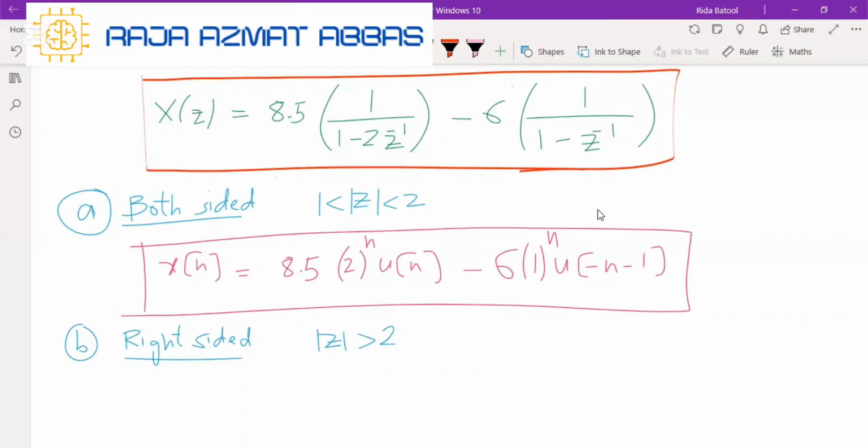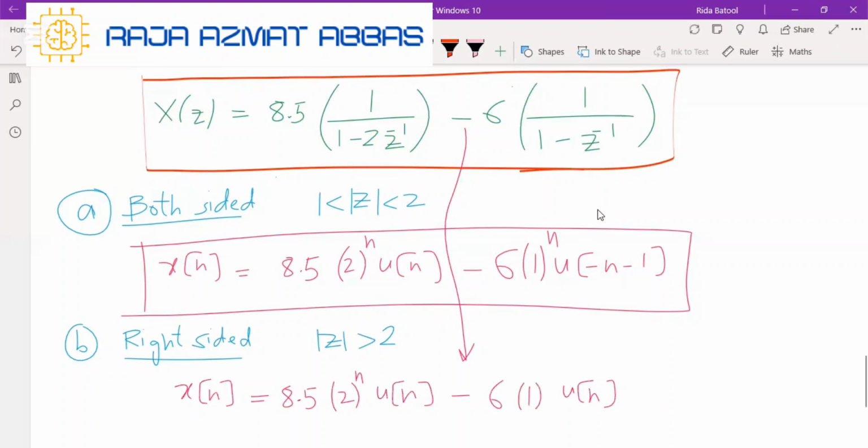If the signal is right-sided, it means you have to write u of n with both. So it would be 8.5 times 2 to the power n u of n. This minus sign will be over here. Then 6. It's up to you. If you want to skip 1 power n, you may skip. If you want to write, you may write. It's totally up to you.